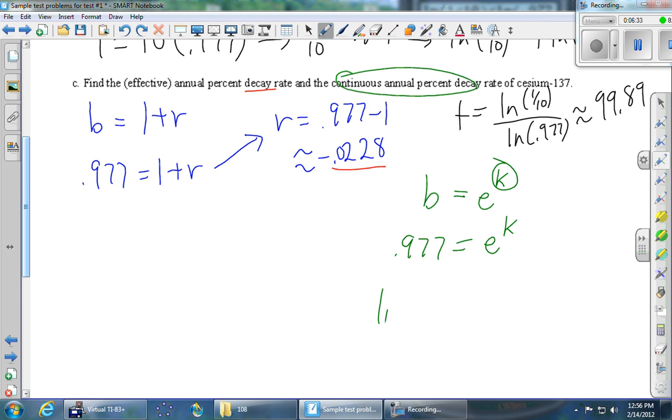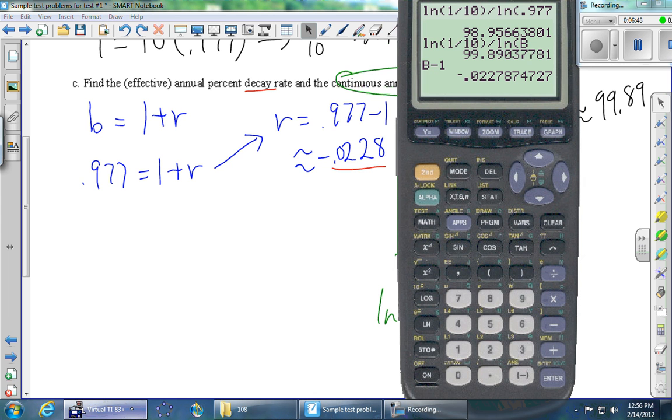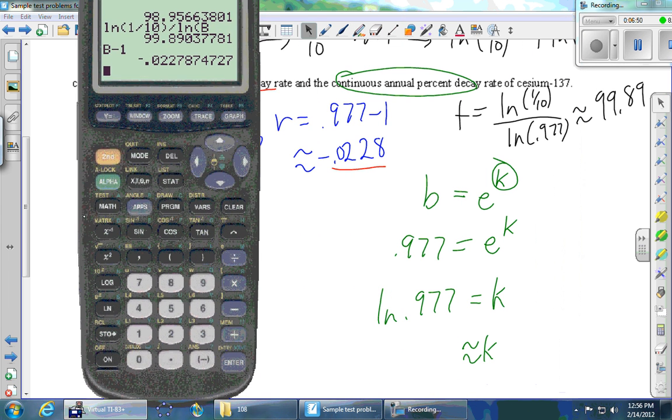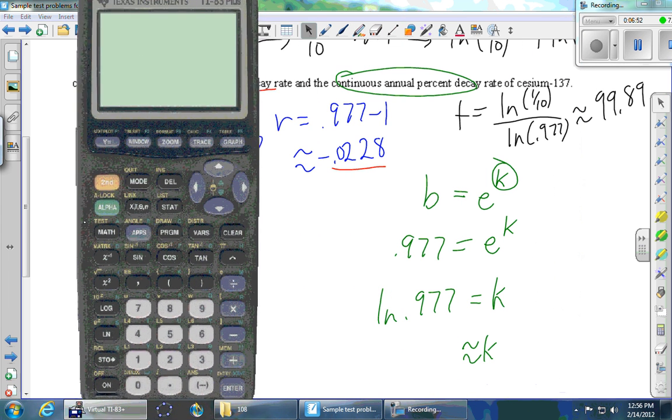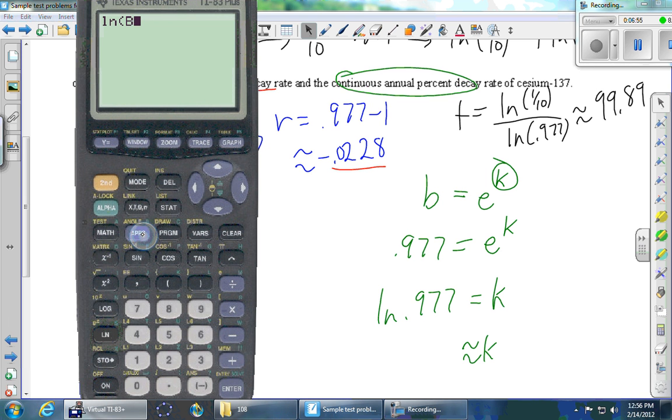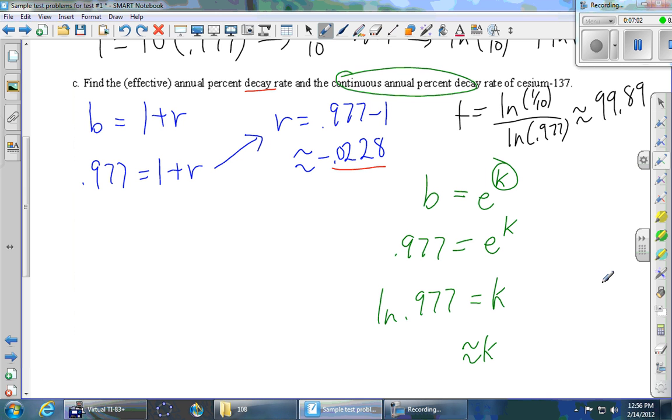Take ln on both sides. Ln of the right-hand side is just k. So the continuous rate is ln of 0.977. So we'll type that onto the calculator. But again, not going to type in 0.977. It's really ln of b that we're after. So we do ln alpha b, and that's our continuous decay rate, about 0.023. Again, the negative may be redundant.